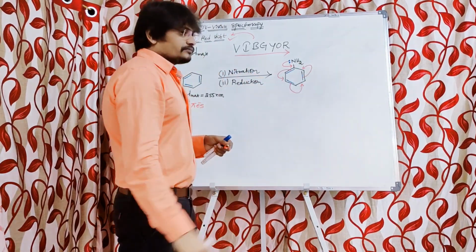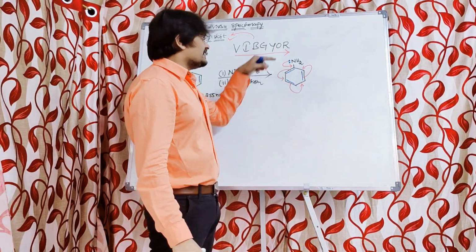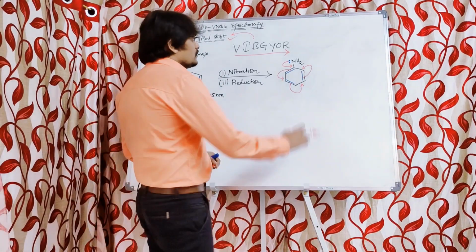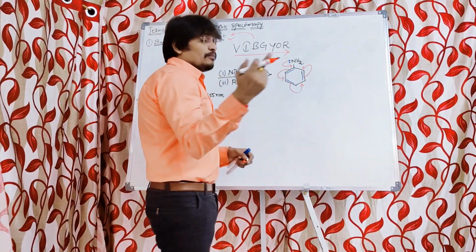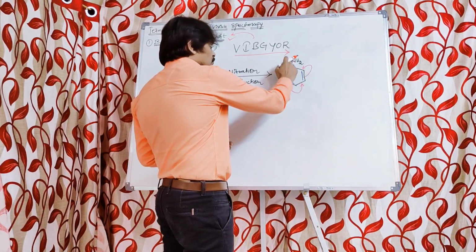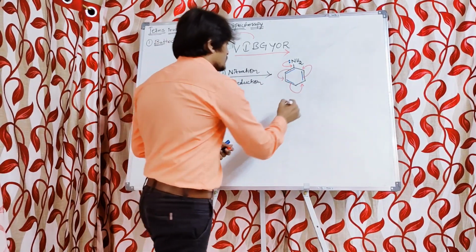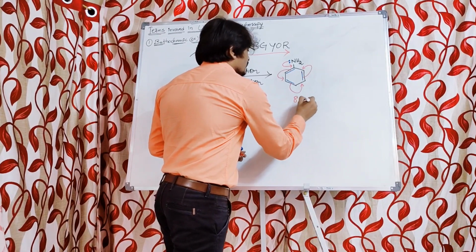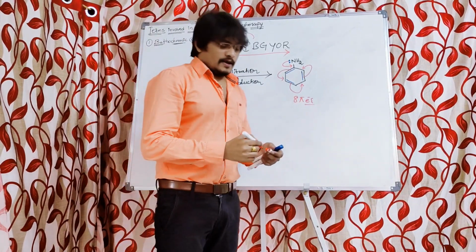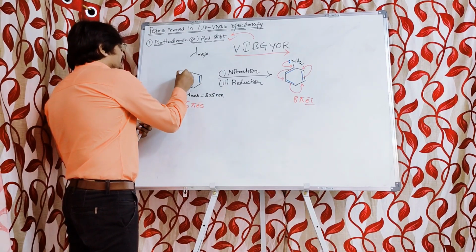So, whenever the extra electrons are entering inside the ring, how many electrons are participating in the conjugation space? 2 here. And each double bond, I have already explained, comprises 2 pi electrons. So 2 plus 2, 4, 4 plus 2, 6, 6 plus 2, 8 pi electrons. 8 electrons. Now, in the benzene, 6 electrons are involved in the conjugation.